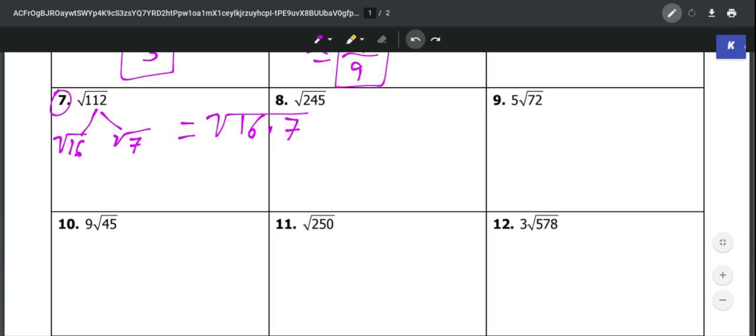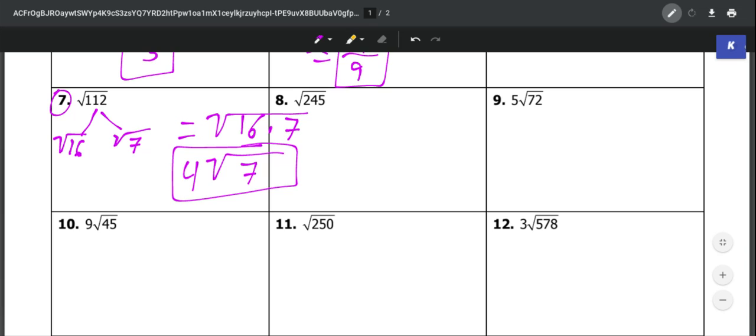So if we were to take the square root of what we get when we break up 16 and 7, we can take the square root of 16, that would be 4. That comes outside of the radical, and then 7 stays on the inside because we can't break down 7 anymore.